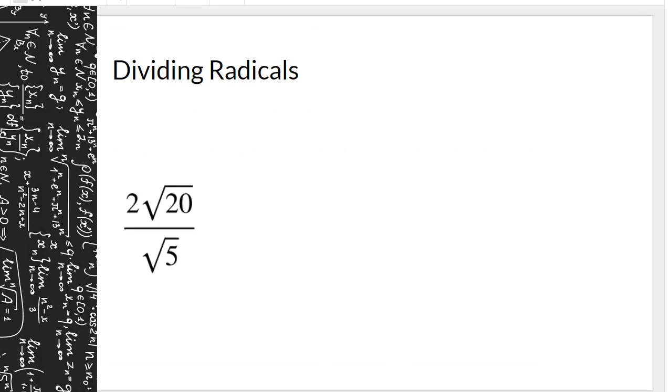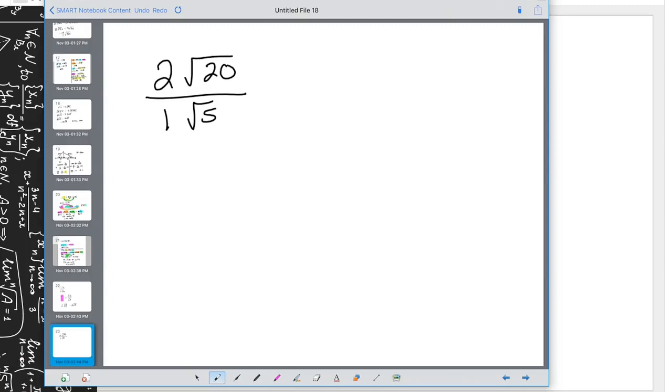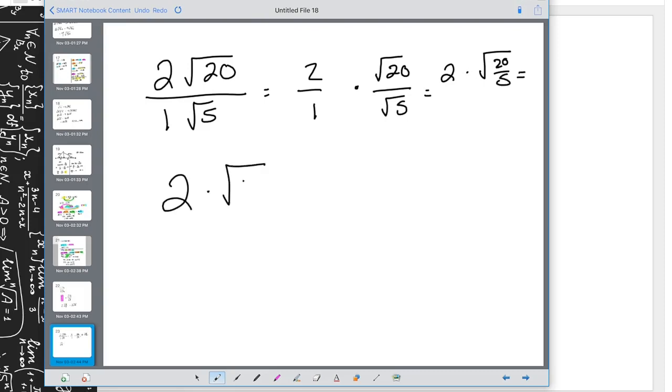Alright, so here we have 2 root 20 divided by root 5. If you want, you can write this as 1 root 5, just to help yourself out. We can break this up into two fractions, 2 divided by 1 times root 20 over root 5, which is the same as 2 times root 20 over 5, which is the same as 2 times root 4, or 2 root 4. Again, this can be simplified though because root 4 is equal to 2, so we actually have 2 times 2, or 4.